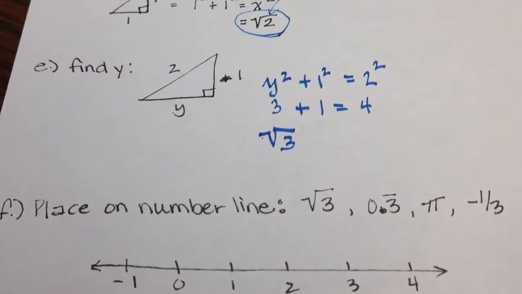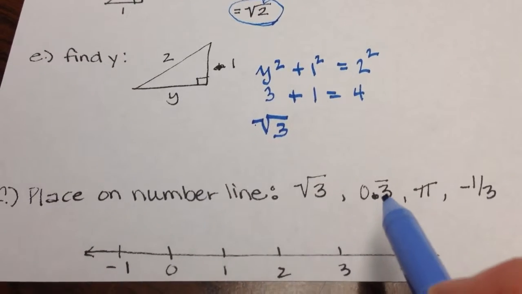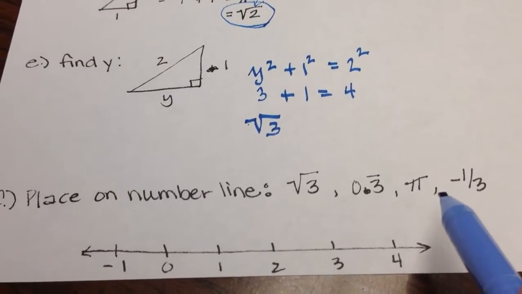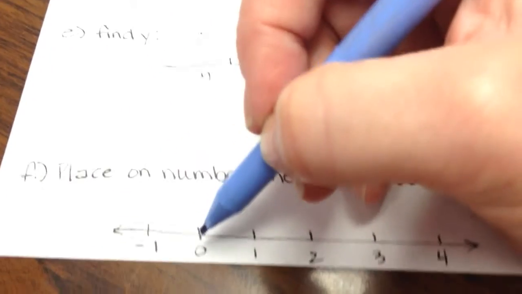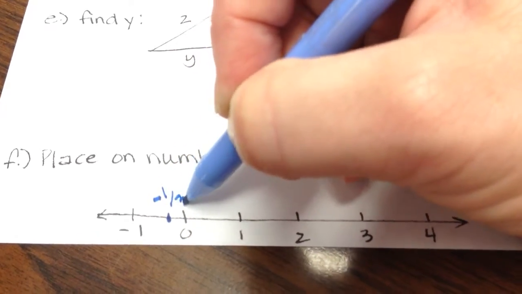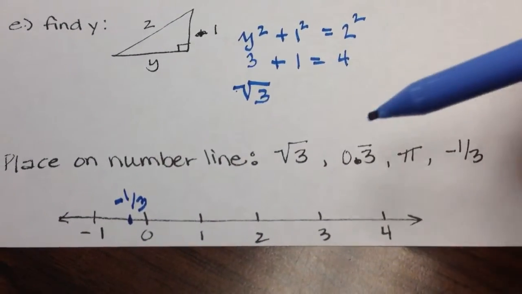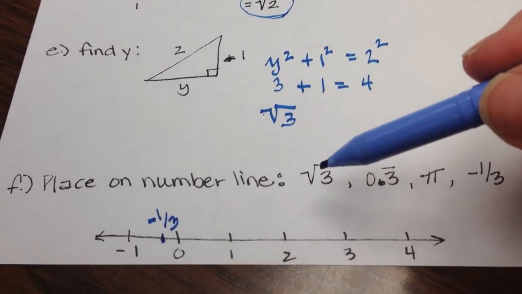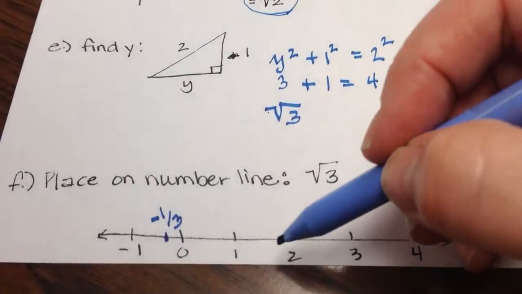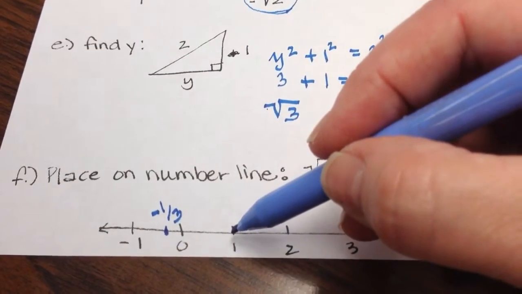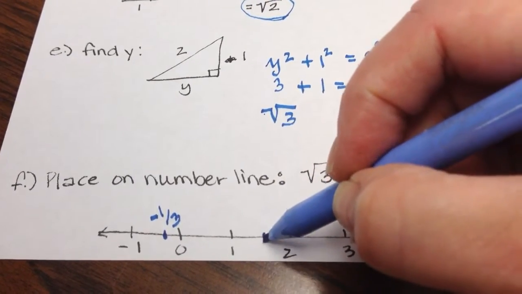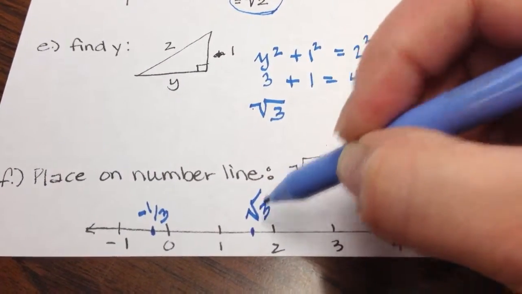So now put it on the number line. Okay, we have the square root of 3. We have 0.333333333. We have pi, and we have negative a third. All right, well, negative a third is just going to be 1/3 of the way here. So that's negative 1/3. The square root of 3 is going to be between 1 and 2. 1 times 1 is 1, 2 times 2 is 4. It's going to be somewhere in here. I'm just going to put it right here. Square root of 3.